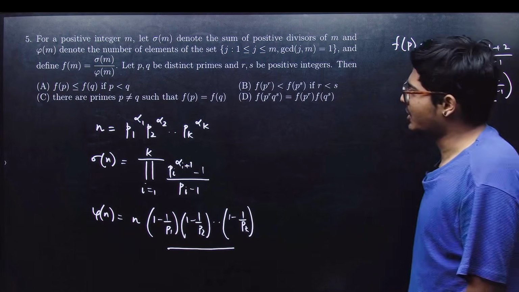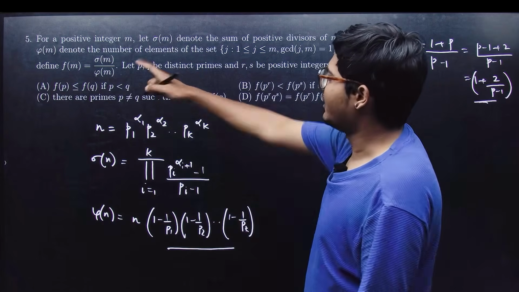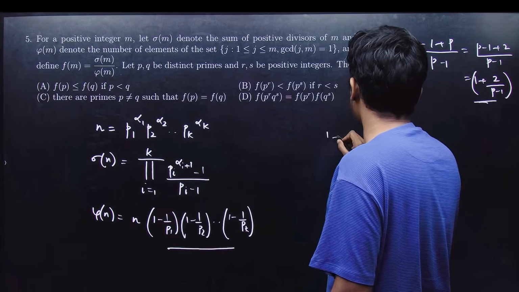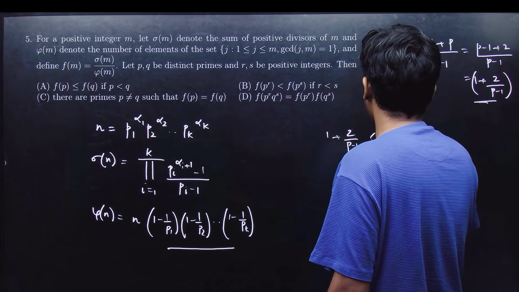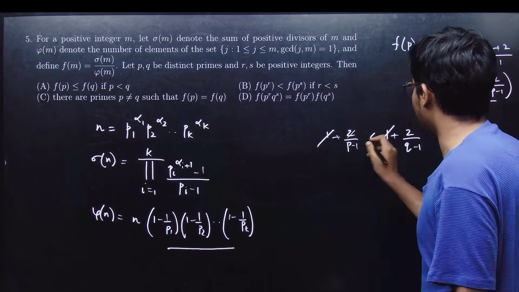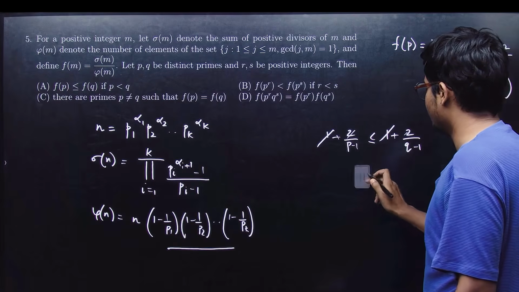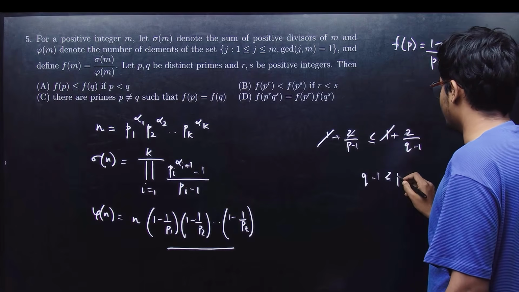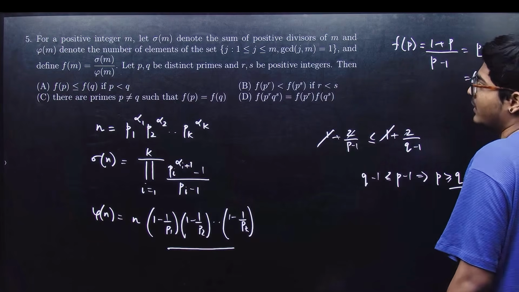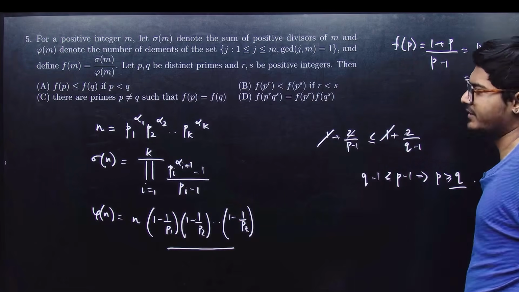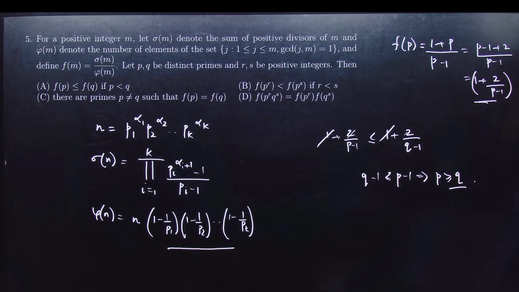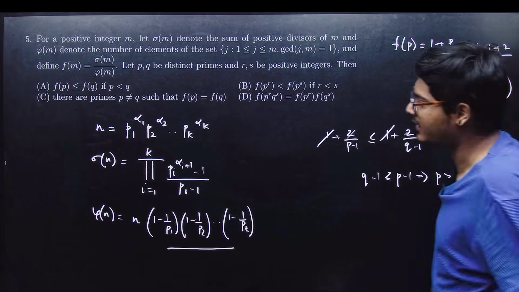So if I check the first option, F of p is less than or equal to F of q, right? Which means 1 plus 2 by p minus 1 is less than or equal to 1 plus 2 by q minus 1. This just cancels out, 2 and 2 will cancel out. You want q minus 1 to be less than or equal to p minus 1, which implies you want p to be greater than or equal to q, right? And here you have the exact opposite thing, right? So F of p is going to be less than or equal to F of q if and only if p is greater than or equal to q. In this case, you have the opposite. So A is incorrect for us, right?